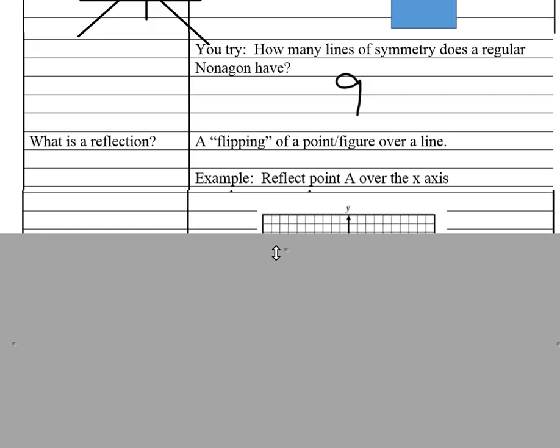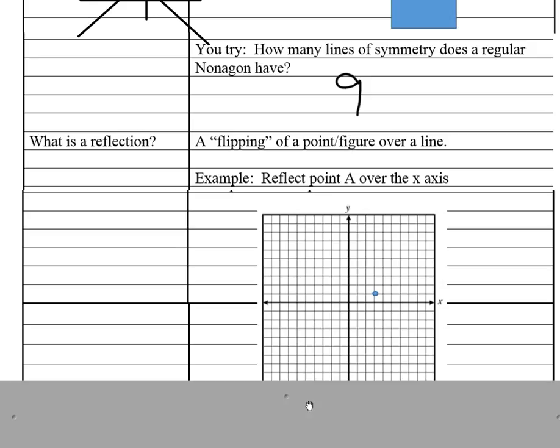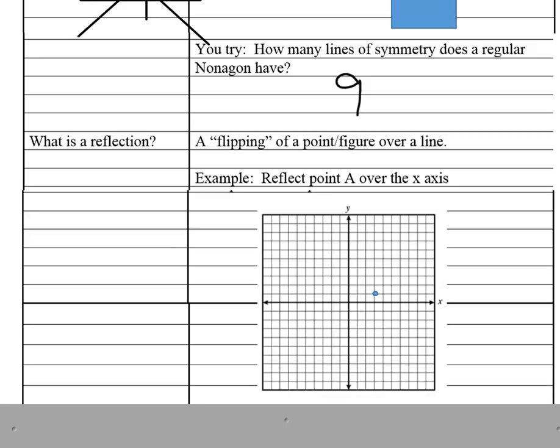So you're going to use one of your coordinate planes that you were asked to grab from the front table, glue it into your notebook, and plot the point 3, 1 on the coordinate plane. Okay, and we are going to reflect or flip point A over the x-axis. So I will highlight the x-axis for you. That's this line right here.